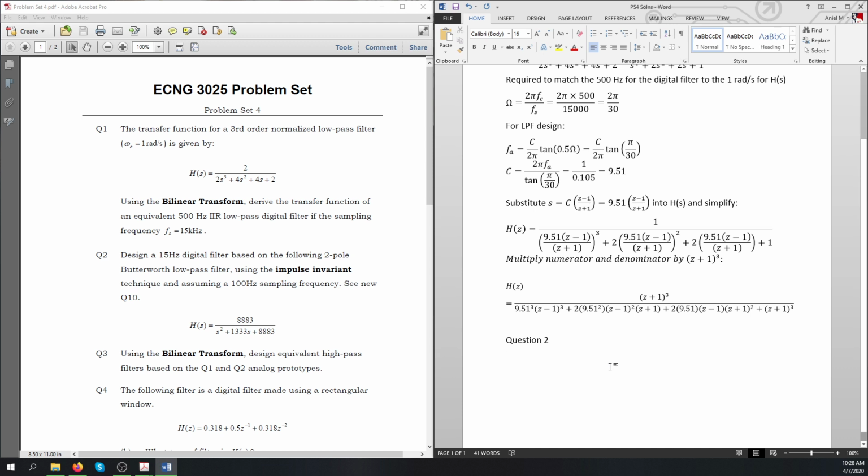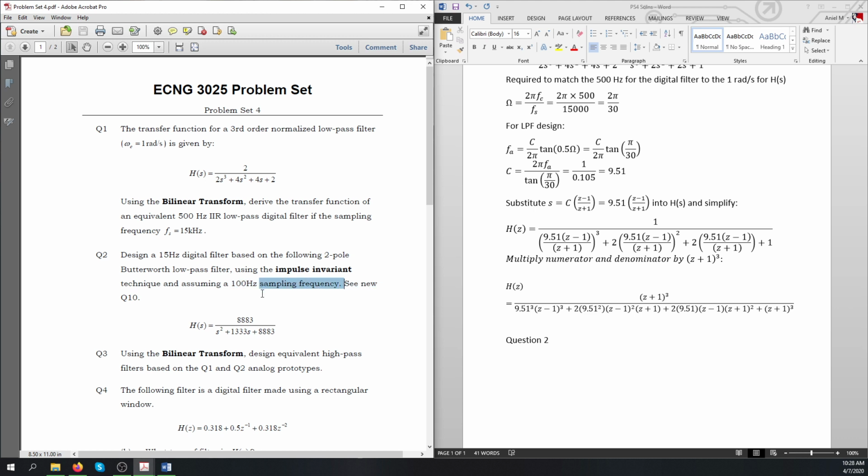Alright, so question 2 here is asking for us to design a 15 Hz digital filter based on the H(s) transfer function here for a Butterworth low pass filter using the impulse invariant technique, and we assume a 100 Hz sampling frequency.